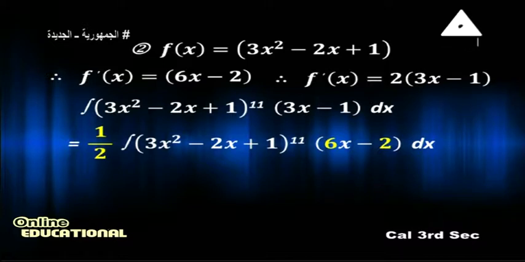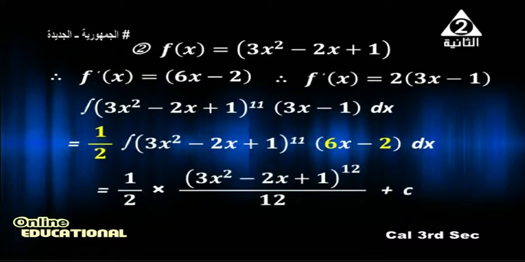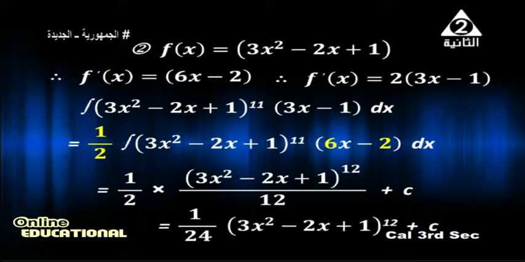Now we can apply theorem 3 and the integration equals half times (3x power 2 minus 2x plus 1) all to the power 12 over 12 plus the constant c, and we can write the final result as 1 over 24 multiplied by (3x power 2 minus 2x plus 1) all to the power 12 plus c.